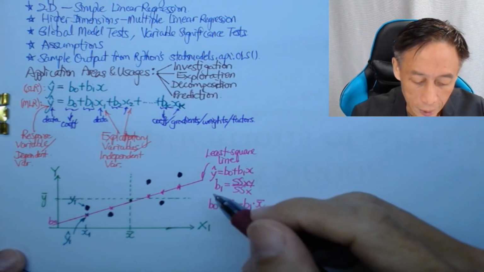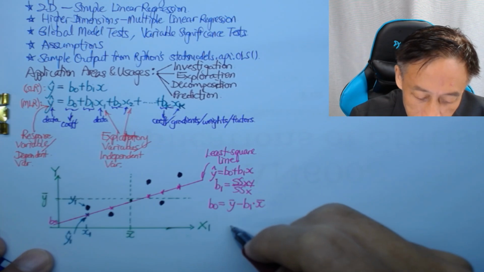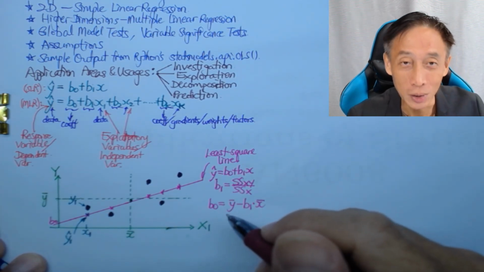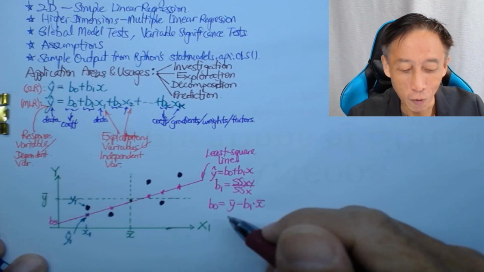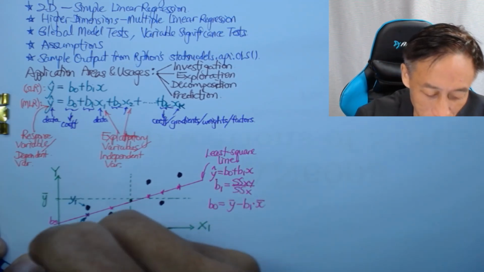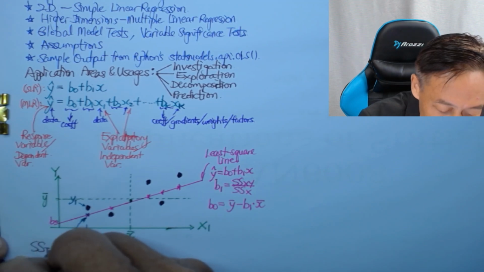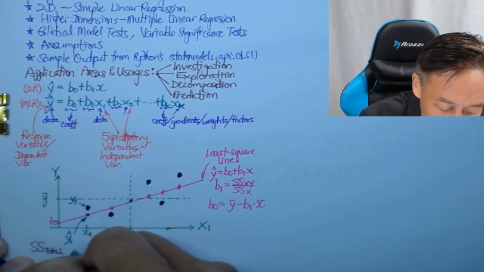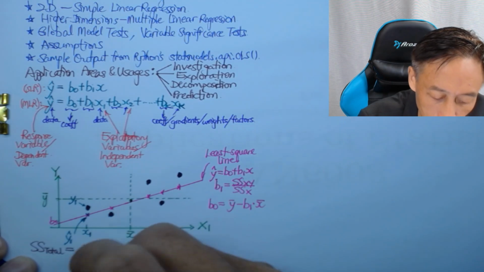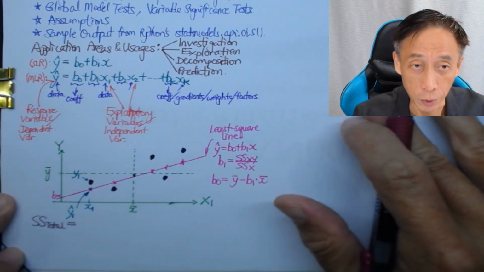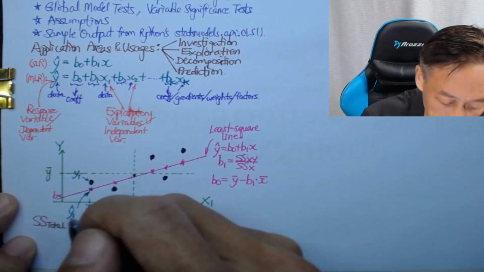So the idea is that we want to say SS total is the total fluctuation of the response variable. So SS total, right, is equal to the total fluctuations of the response variable.